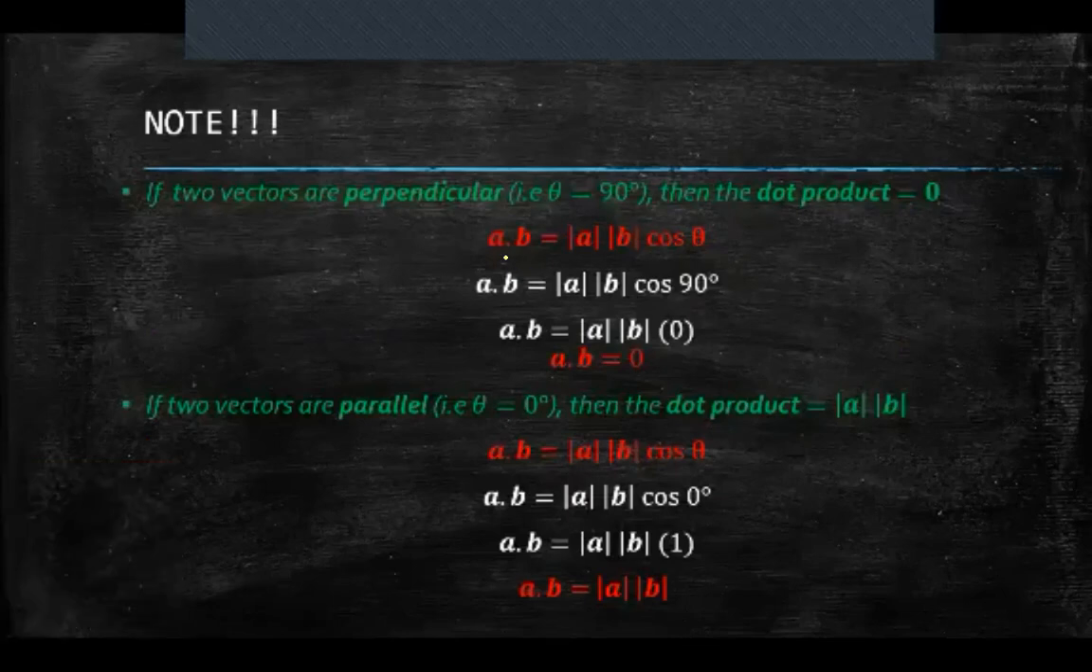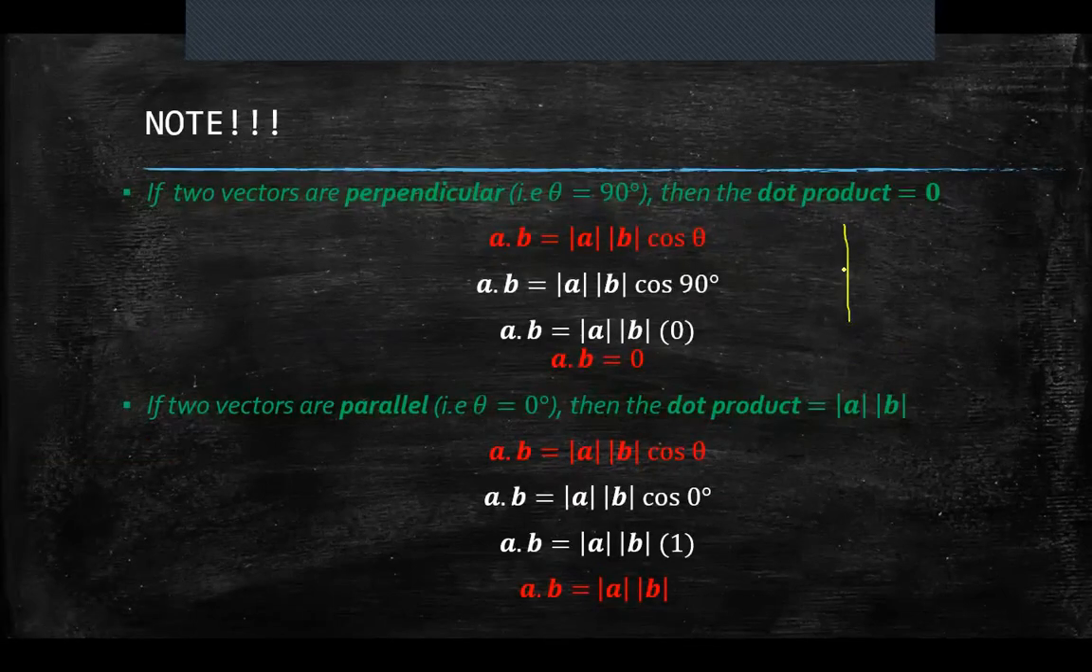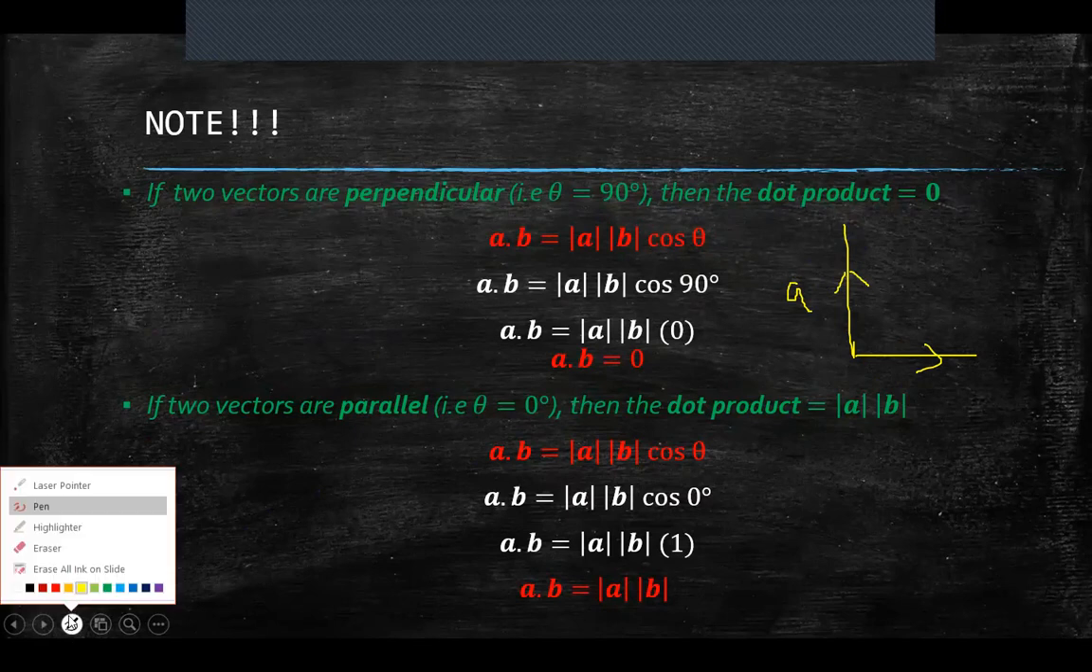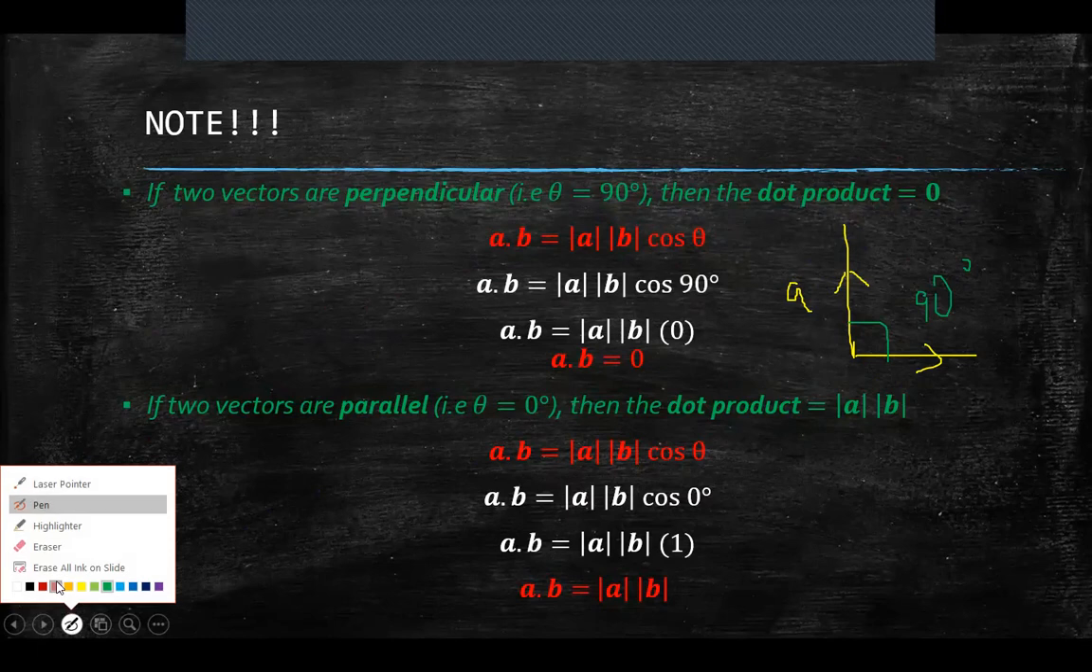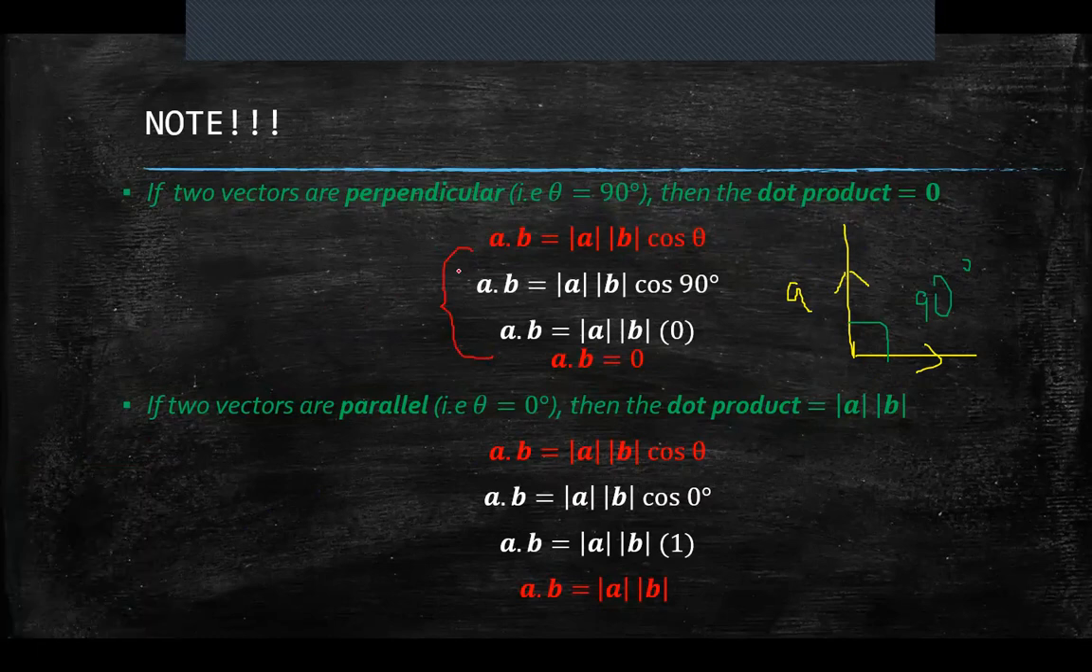So let's say vector A and B again. My vector A might look like this, and then vector B going this way. So the angle between them is 90 degrees. If two vectors are perpendicular to each other, then the dot product has to be equal to 0. This right here is just a proof to show you that the dot product is really equal to 0, right?